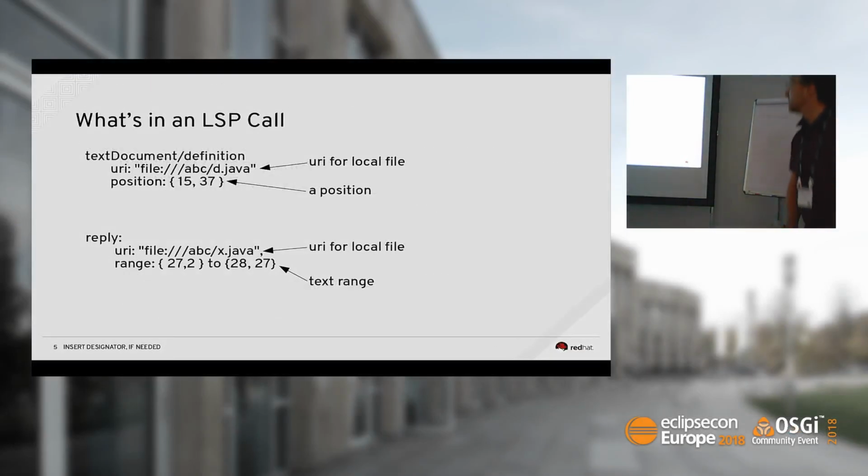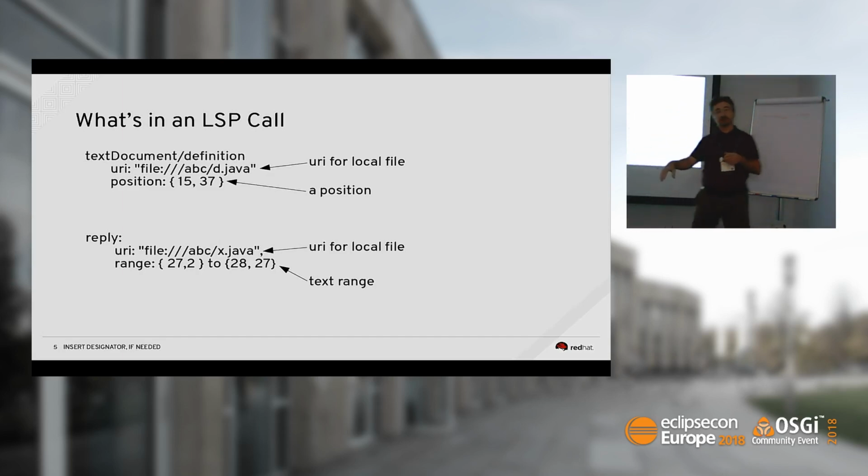Let's look more closely: what's in an LSP call? It has two parameters. The first one is a URI to a local file on disk. That's why we need the shared file access, because it points to something on local disk. The second is a position, given as a line index and a character index in that line. In the reply, there might be multiples, but in this case there's only one definition, and you get back another local file URI and a range, which is two positions: a start position and an end position.